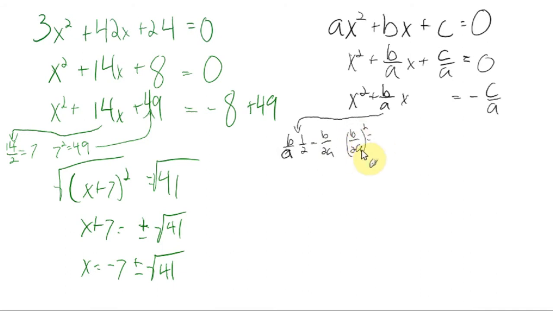That means multiply this fraction by itself, which means we get b times b, that's b squared, over 2a times 2a, that'll be 4a squared. So we add b squared over 4a squared, and we need to do that to both sides.